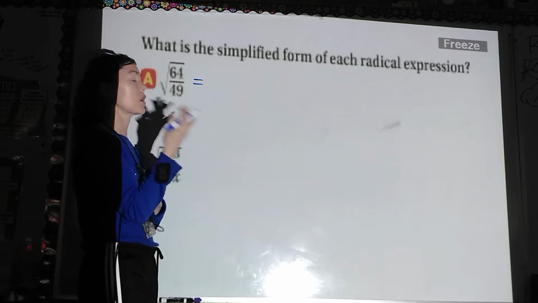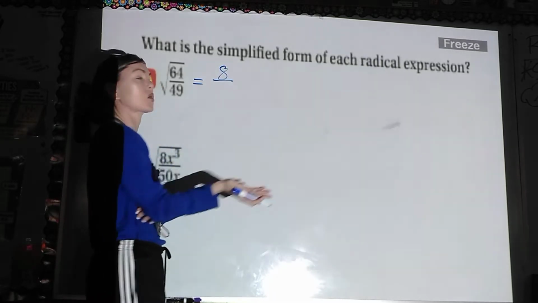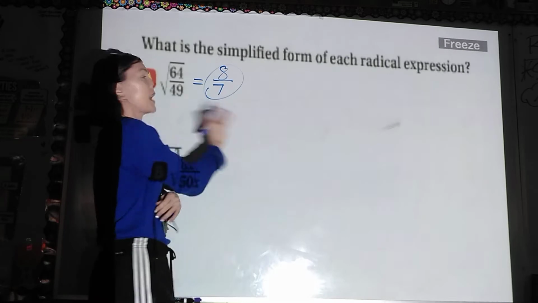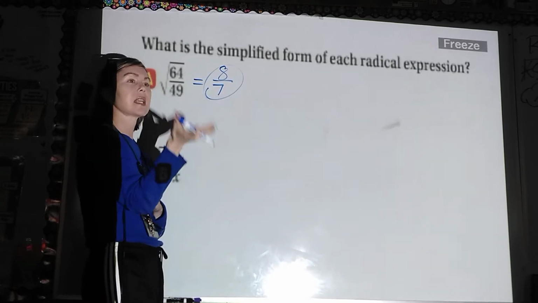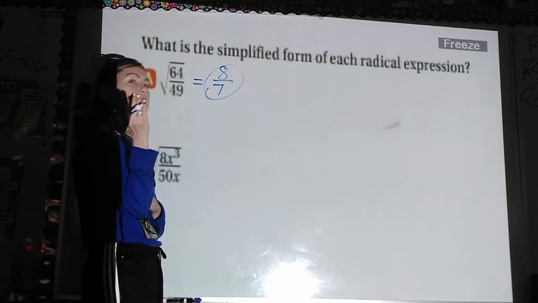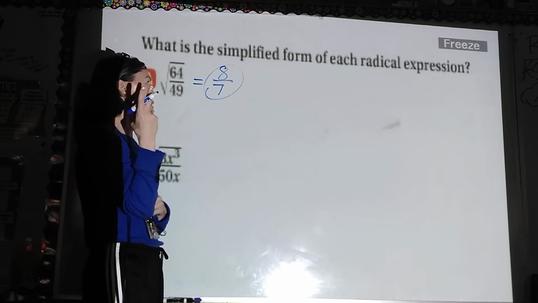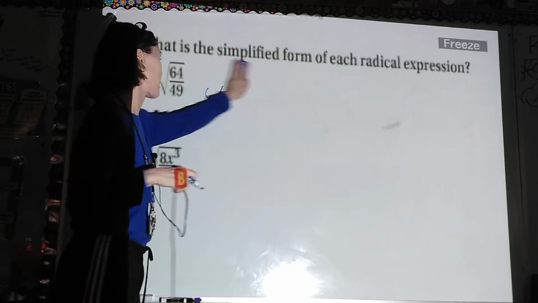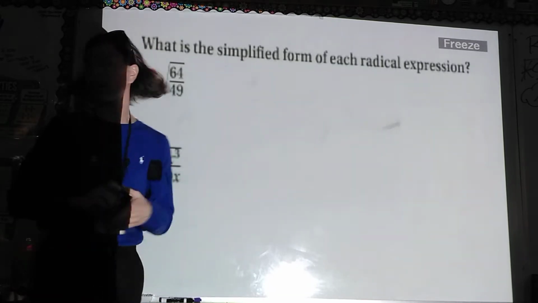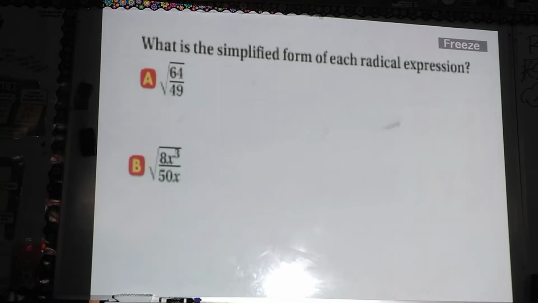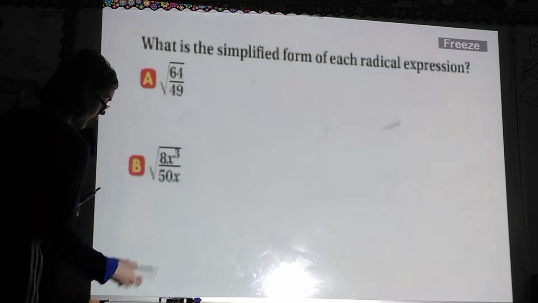separately. So the square root of 64 is 8. The square root of 49 is 7, and you're done. Okay? That's the easy one. Of course, as you know, it's going to get more complicated. Okay? So this is going to be broken up into 2 videos. So let's look at this one. So everyone write the next example in your notes. Okay, and we'll unfreeze it and we're going to talk about this.